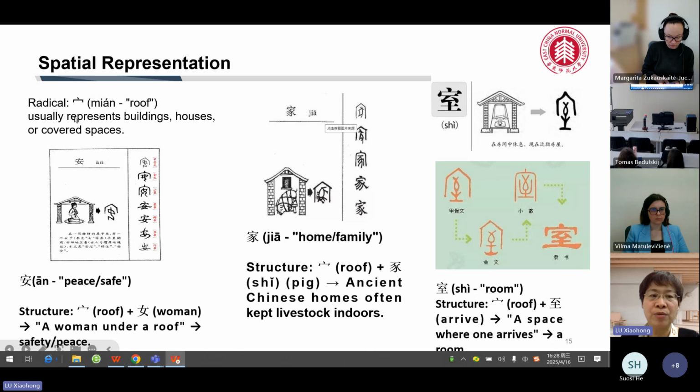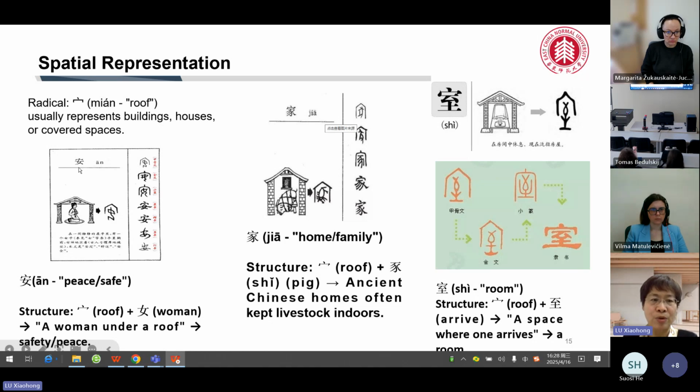So it usually represents buildings, houses, or covered spaces. So when you learn a character with this radical, you can guess the meaning. You can guess that it is probably related to a building. Just like in learning English, we have the prefix and suffix to guess the meaning. So the same thing in Chinese characters, we have these radicals for us to guess the meaning.